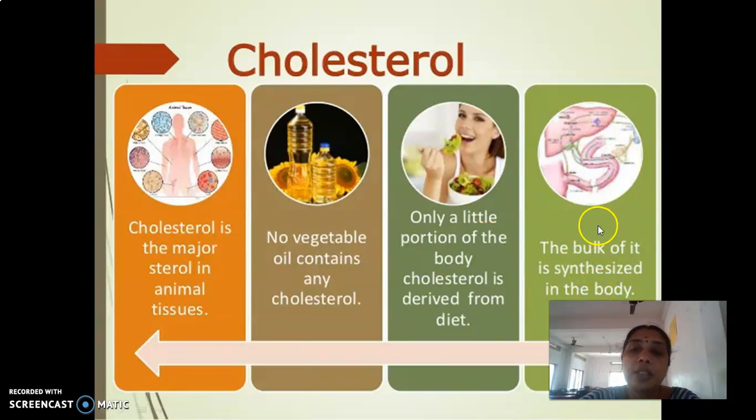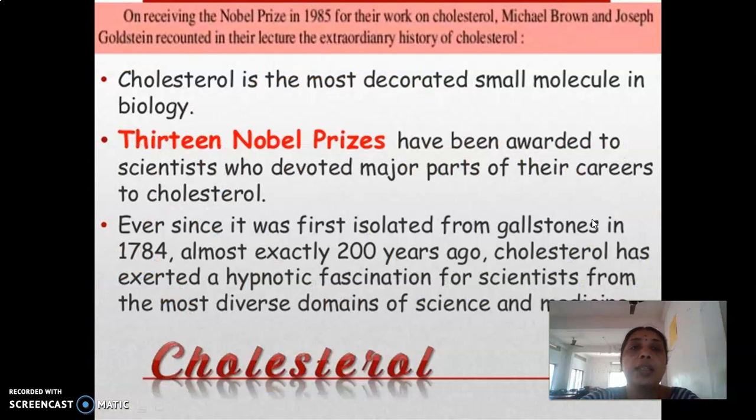And the bulk of it is synthesized in the body itself, right? And who discovered cholesterol? It was identified by two scientists named Michael Brown and Joseph Goldstein, and they were awarded the Nobel Prize in 1985 for their work on cholesterol. It is the most decorated molecule in biology, and it was awarded 13 Nobel Prizes for different scientists who were responsible for giving various contributions to the development of the study of cholesterol.